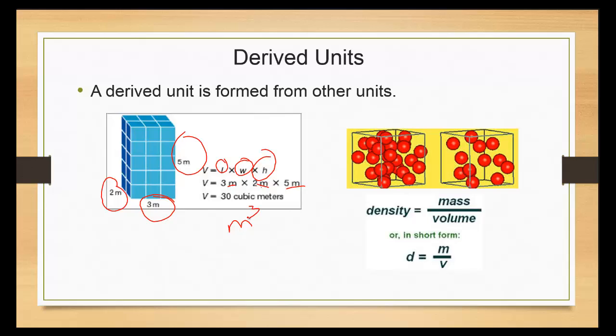Another example is density, which is mass over volume. The amount of matter something has divided by the volume it takes up. So let's say mass is in grams and the volume is in milliliters. Well, this is now a derived unit because it's a combination of units.